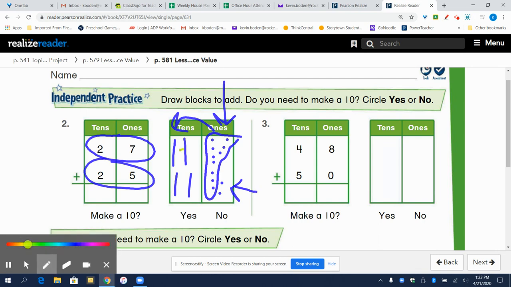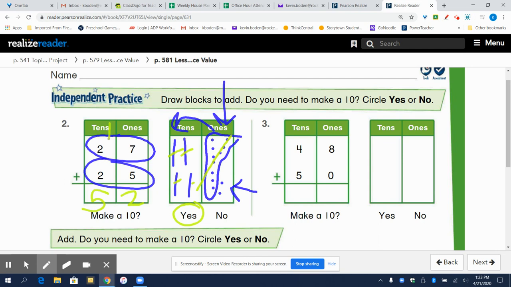So let's see how many 10s we have in all. We have 1, 2, 3, 4, 5 10s. And then how many 1s are left over? You can see that there are 5 10s, 2 1s. And did we make a 10? Yes, we did. So pretty soon we'll be putting another 10 up there on top because 2 plus 2 is 4 plus 1 more 10 is 5.